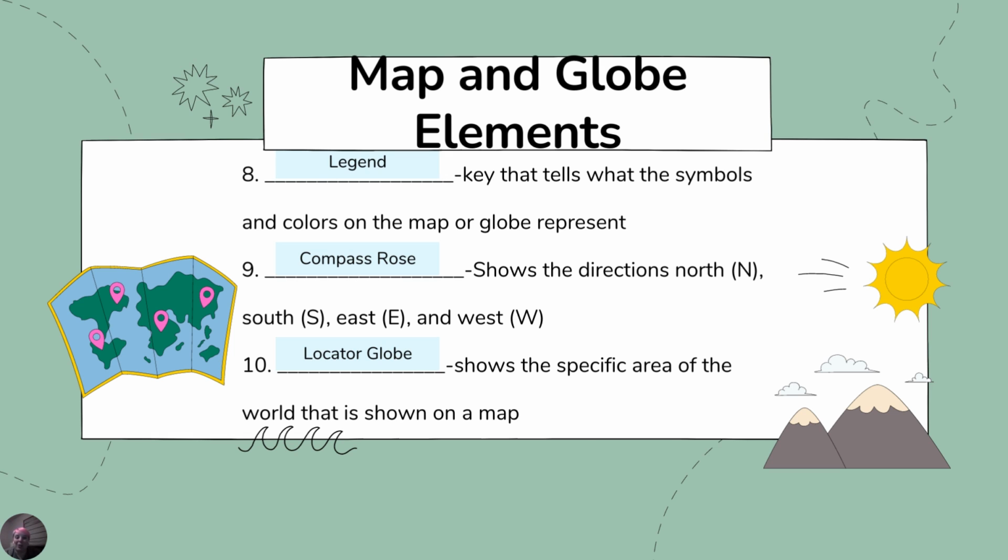And then the last one there, number 10, is the locator globe. This is a little picture that you see on a map that shows the area of the world shown on a map. So for example, if I was looking at a map of Missouri, the locator globe might have a picture of the whole United States, and then it would have a little box over where Missouri is to show that that's where we're looking.